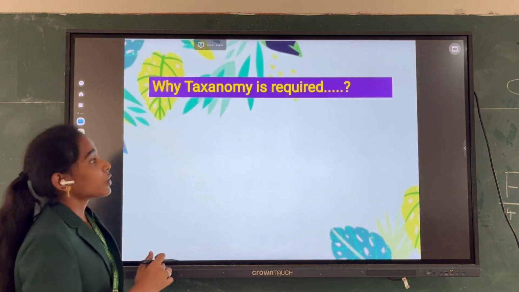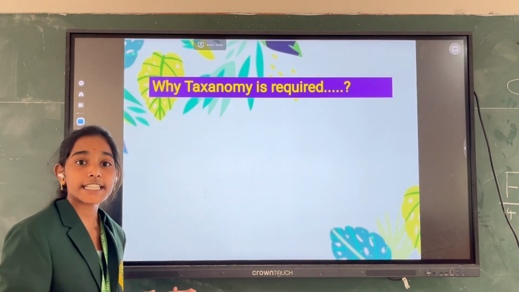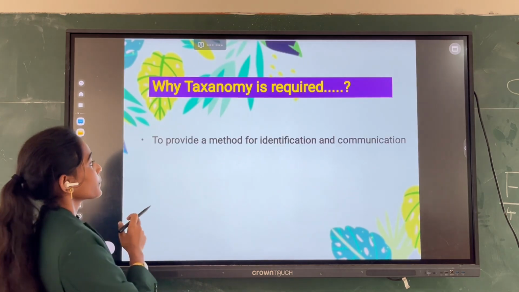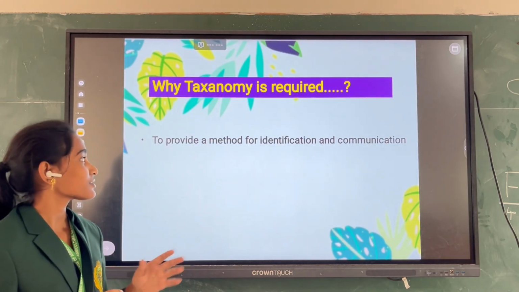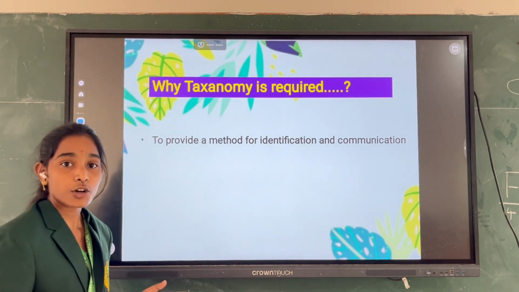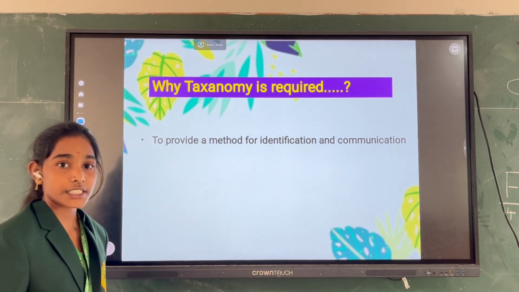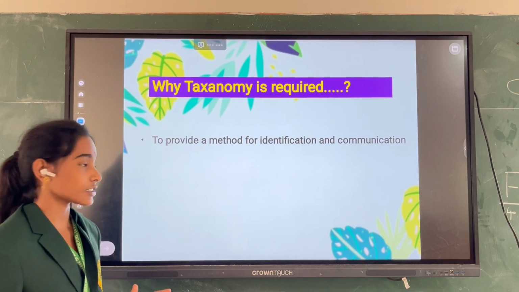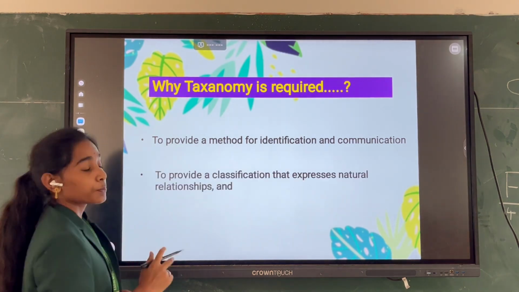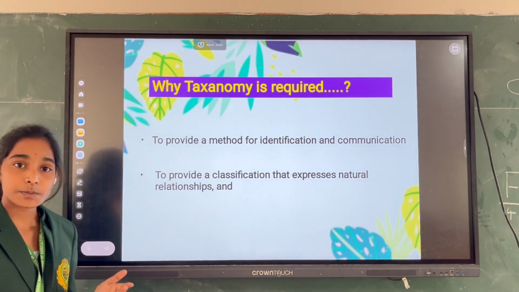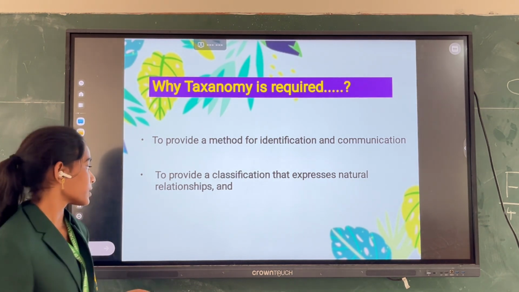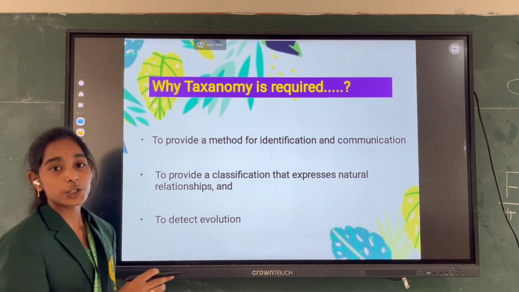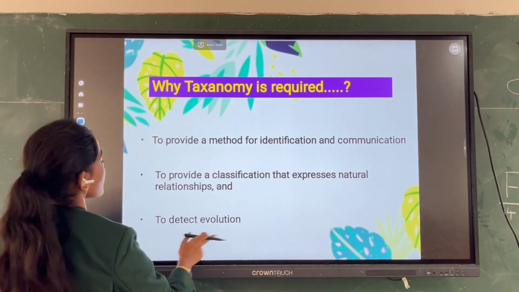Why do we need to study taxonomy? To provide a method of identification and communication about the organisms, to provide a classification that expresses natural relationships among the individuals, and to detect the evolution of the given organisms.